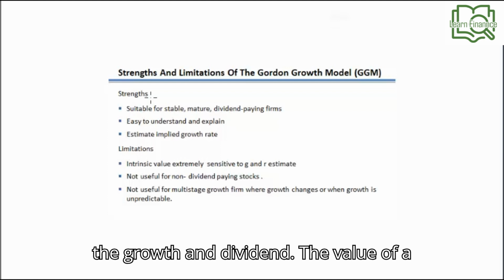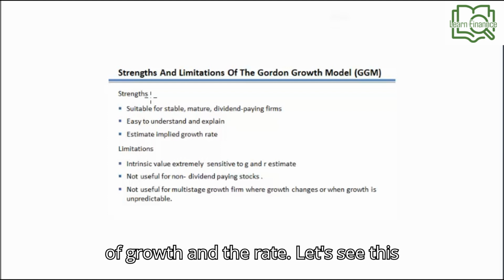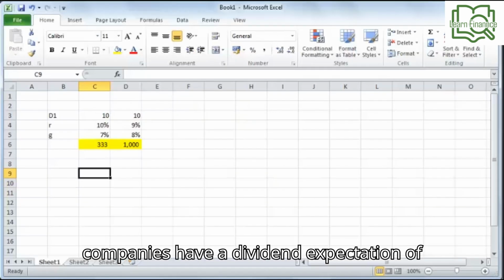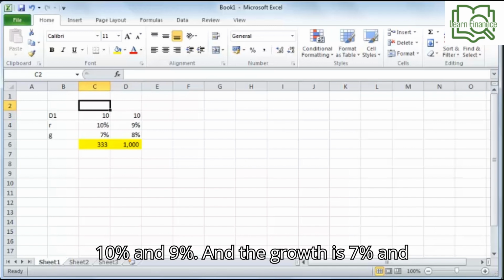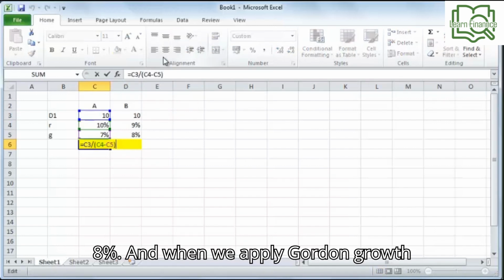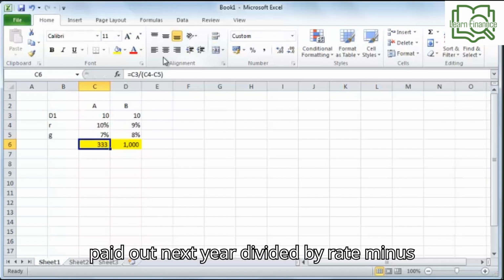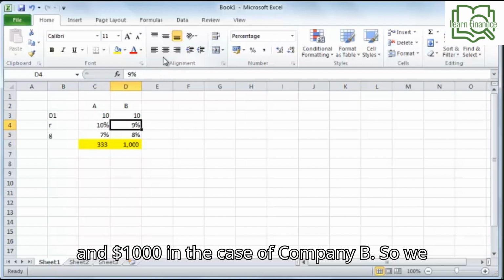With respect to limitations, the cost of equity needs to be more than the growth in dividend. The value of a company is very sensitive to the values of growth and the rate. Let's see this practically. In this example, both companies have a dividend expectation of $10 next year. The rate is 10% and 9%, and the growth is 7% and 8%. When we apply the Gordon growth formula, that is the dividend expected next year divided by rate minus growth, we get $333 in the case of Company A and $1,000 in the case of Company B.